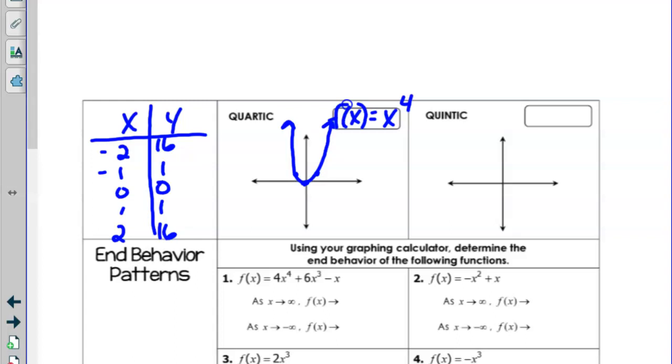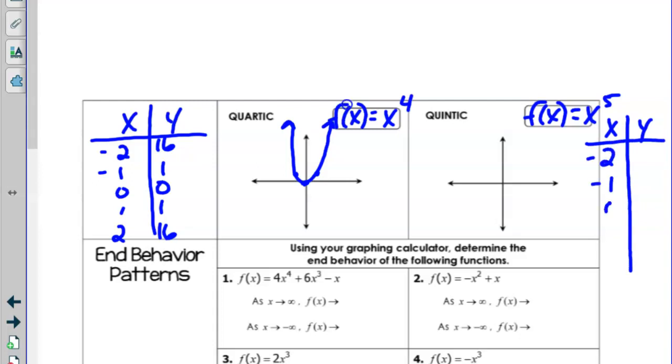Alright, how about quintic? What would that one be? So we have f of x equals x to the 5th. Let's go ahead and make another table. So we have x and y. We're still going to do -2, -1, 0, 1, 2. What's -2 to the 5th? Negative 32. It is -32. -1 to the 5th. -1. Because it's a negative number to an odd exponent will remain negative. 0 to the 5th. 1 to the 5th. 2 to the 5th.